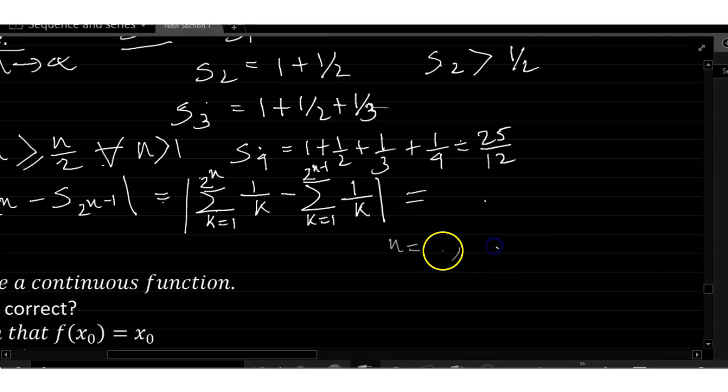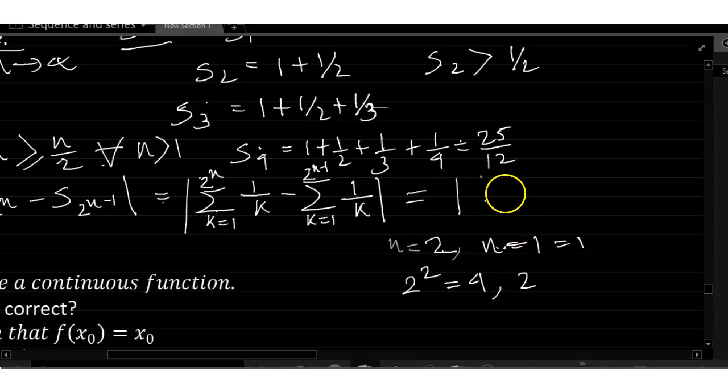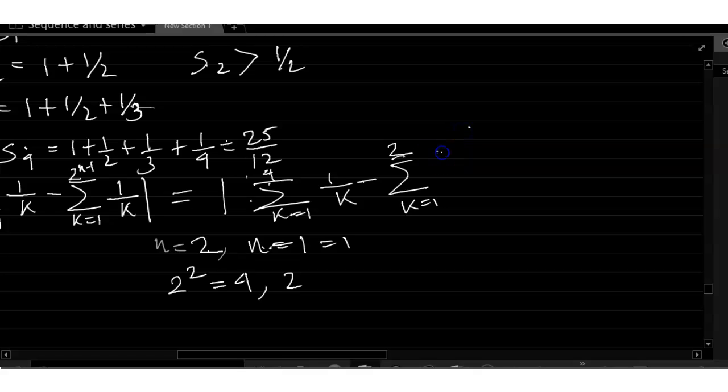Okay, n equals 2 and n minus 1 equals 1. So 2 to the power 2, squared, equals 4, and 2 to the power 1. So I can write summation k equals 1 to 4 of 1 by k minus summation k equals 1 to 2 of 1 by k, which can be written as 1 by 3 plus 1 by 4.